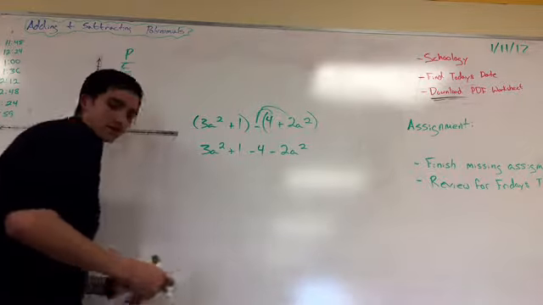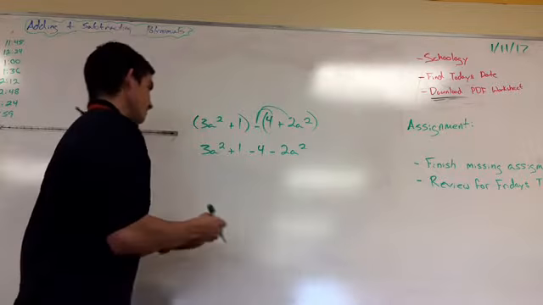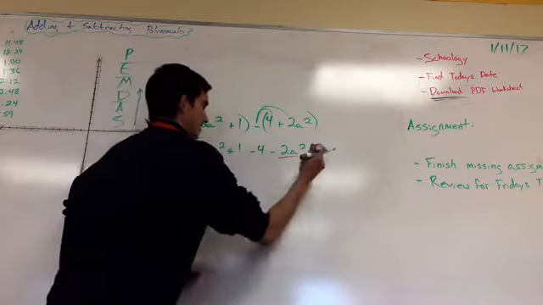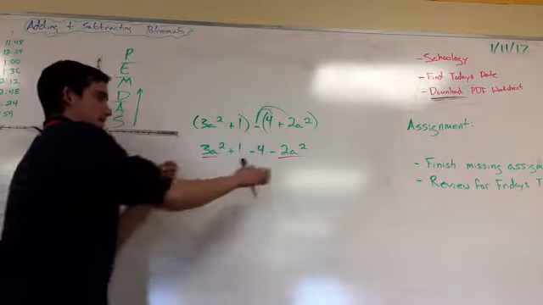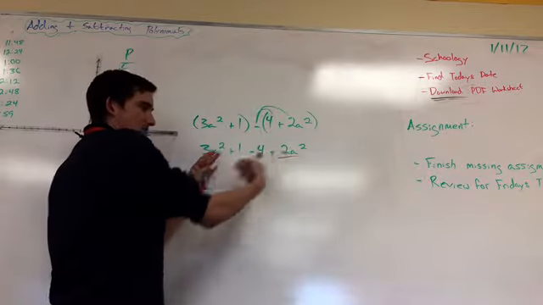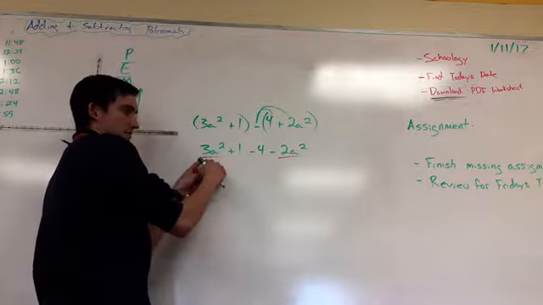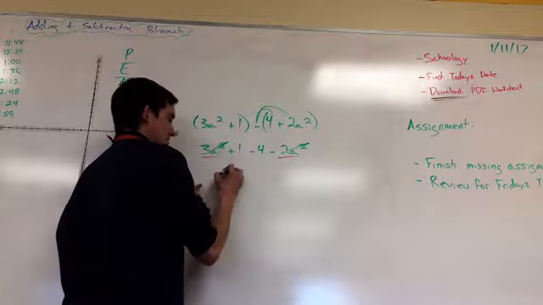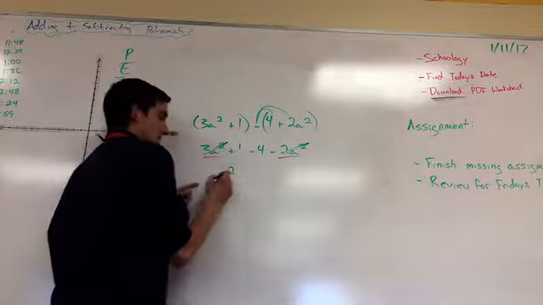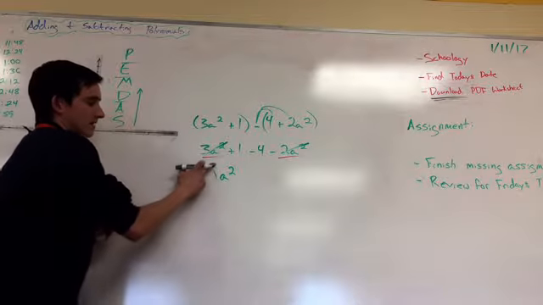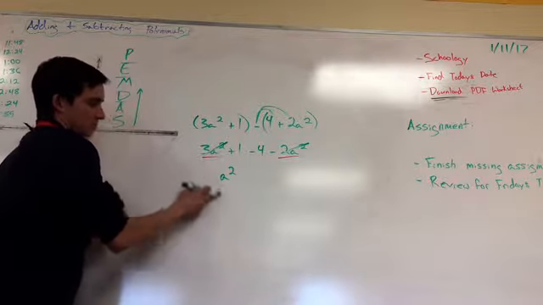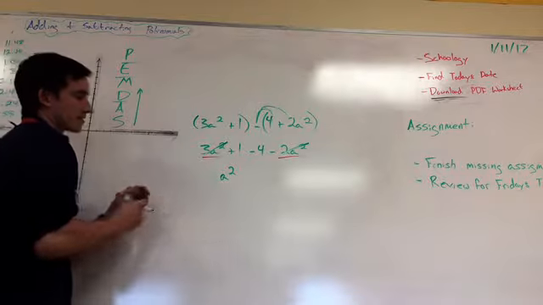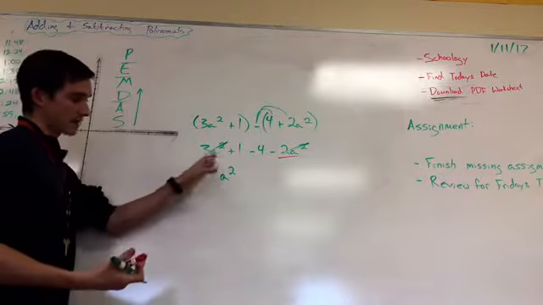So first thing I want you to notice is 3a squared and negative 2a squared. Because they both have a squared, I can combine them. I have 3 of them here, and I have minus 2 of them here. So when I combine them, I'm going to end up with just 1 a squared. And I could put a 1 out here, but it really doesn't matter. When I just put a squared, that's kind of known as just having a 1 in the front.